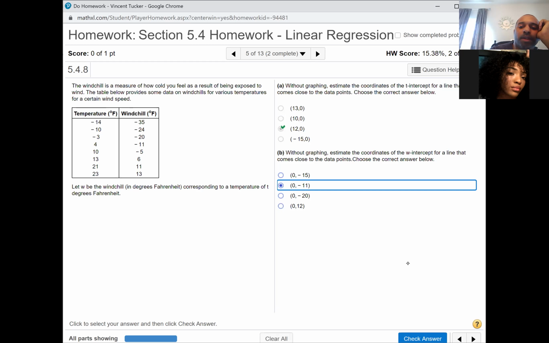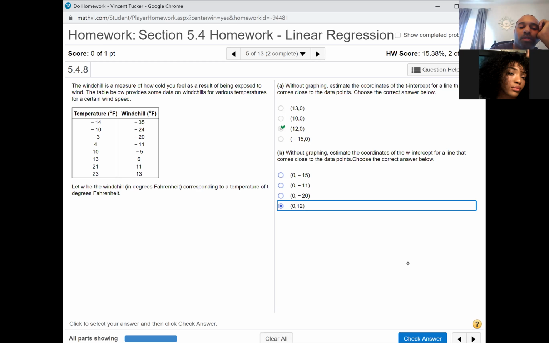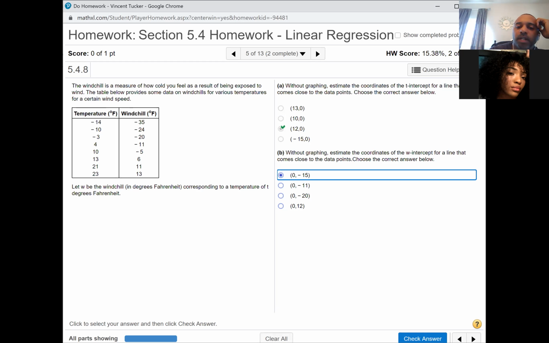Then we do the same thing with the left coordinate, or the left component of our coordinates, which would be temperature. So we look for our temperature and see when it crosses over from negative to positive. Right here at negative 3 to 4. So that means my wind chill should be in between negative 20 and negative 11. And the value that's in between negative 20 and negative 11 is negative 15.